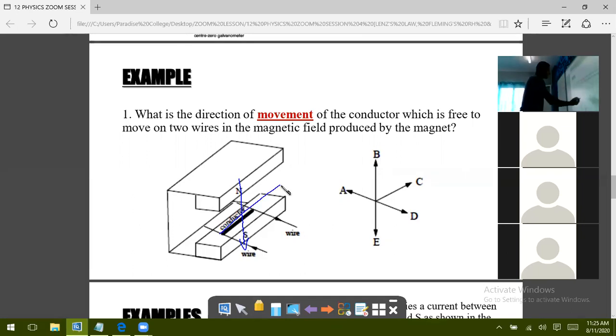Can you see this? Which means that it can never be B. It can never be E. It can never be C, because C is actually the current direction. Can you see that? The answer falls between A and D. Are you following?